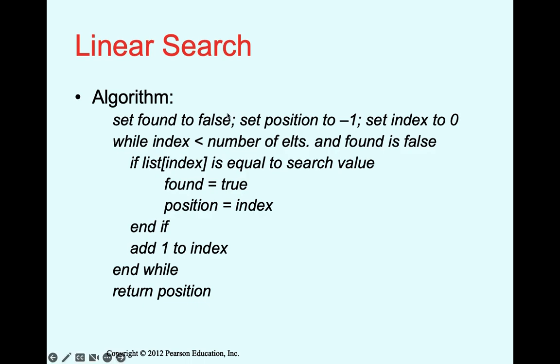This is the pseudocode of the algorithm. Set found to be false. Set position to be -1. Position is the position if we find that value in the array. And we set the index to 0. While the index is less than the size of the array, and found is false, if the value at the index is equal to the search value, we make found equal true, and we make position equal index, and we end if. And then we add 1 to index, and then we end the while.